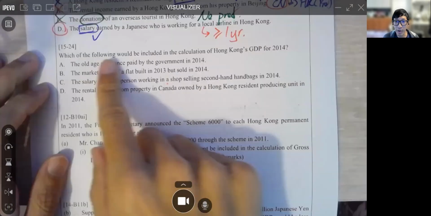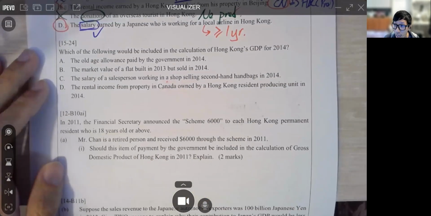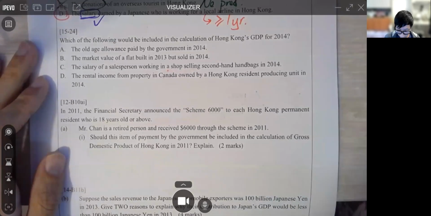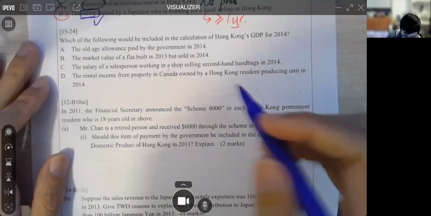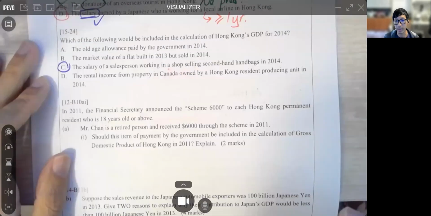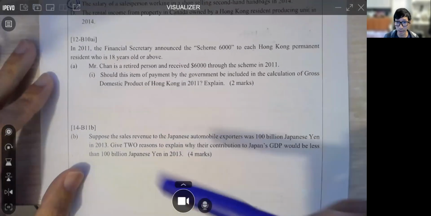Which of the following would be included in the calculation for 2000? I think this one we have done in our textbook already, right? I remember the answer should be here, right? It should be C. Let's look at some short questions here.